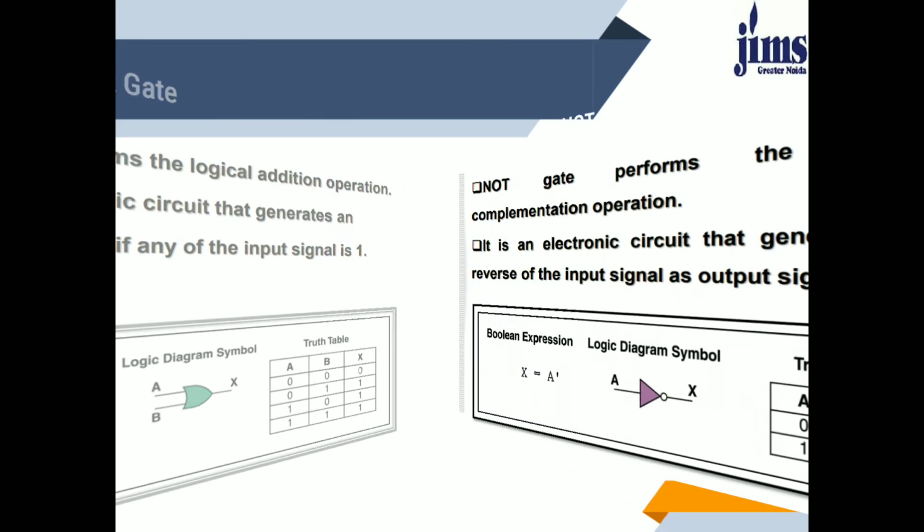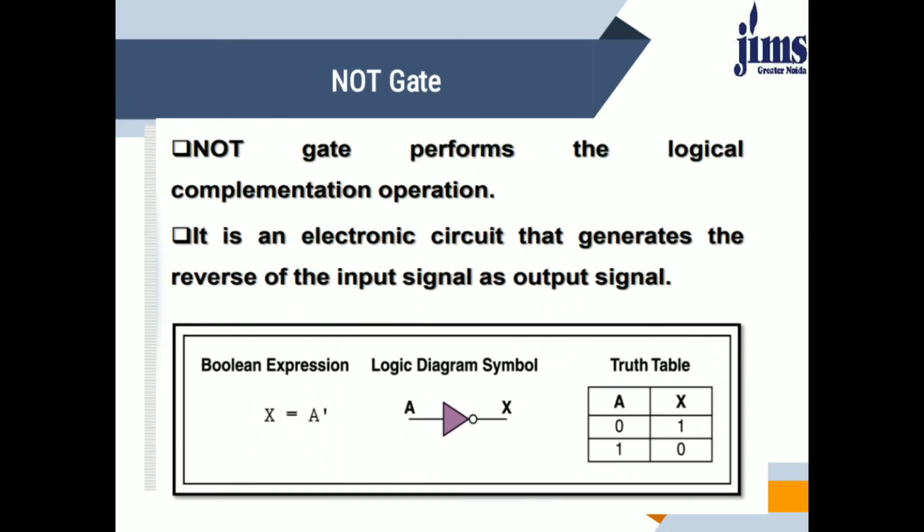Now it's time to talk about the NOT gate. What is the NOT gate? The NOT gate is a complement gate. I've already told you, the NOT gate simply performs the logical complement operation. Its electronic circuit generates the reverse of the input signal as output. So whenever I give 0, it will generate 1, and if the input is 1, then the output will be 0. So this is the working. Here the symbol and Boolean expression are both written for your reference.